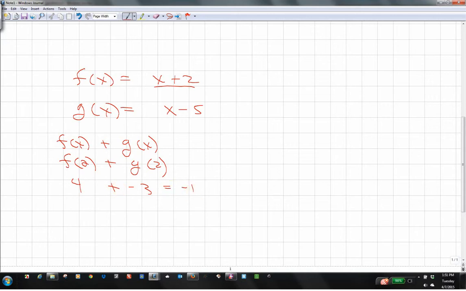So I'm putting some value into f, evaluating it, then taking g and adding it to f when g has the same value. So that's one way to do it. But what we're going to do now is combine the functions first.